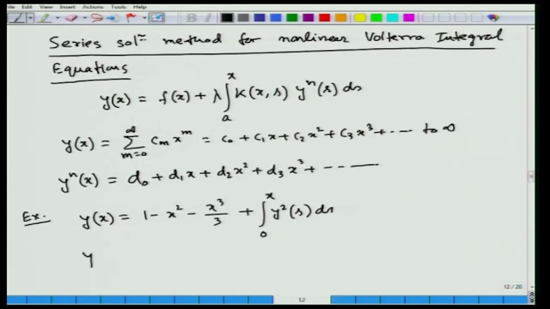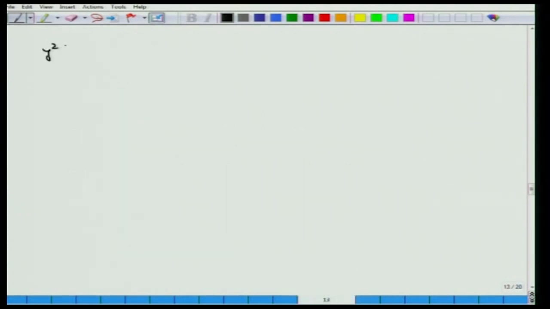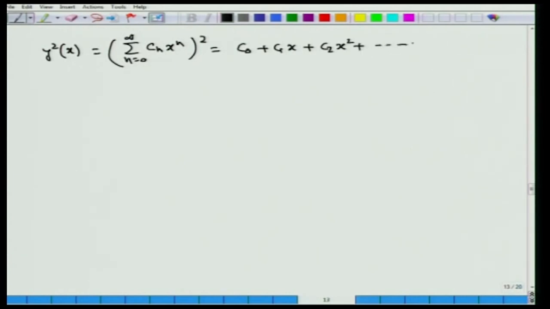Here we are assuming y(x) is equal to sigma n running from 0 to infinity c_n x to the power n. So, now if we calculate y square x, that is equal to sigma n running from 0 to infinity (c_n x^n) whole square, and looking at the first few terms of this particular series, we can find this is equal to c_0 square plus 2 c_0 c_1 x plus (c_1 square plus 2 c_0 c_2) x square plus dot dot up to infinity.